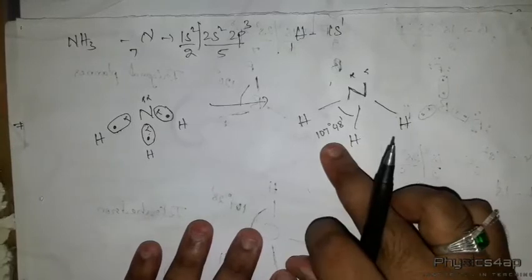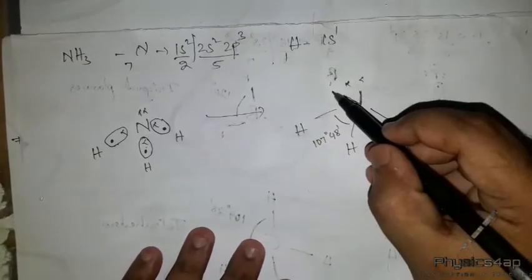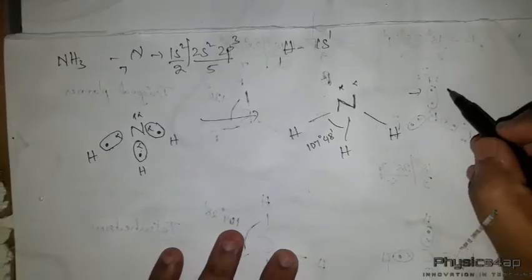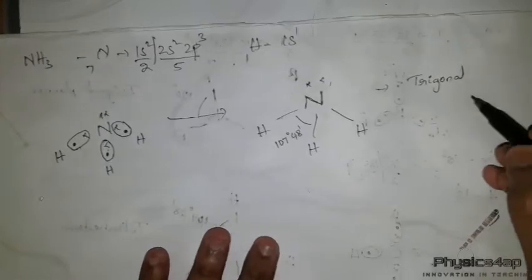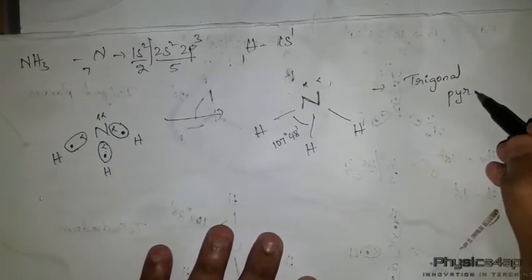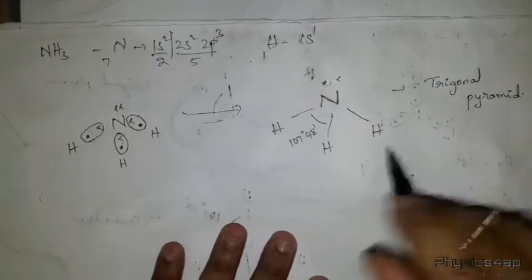Coming to the bond angle, it decreases to 107 degrees 48 minutes. Why? Because we have a lone pair here. Due to lone pair and bond pair repulsion, there is repulsion here and also here, so automatically the angle gets decreased. The shape is called trigonal pyramid, or trigonal pyramidal.